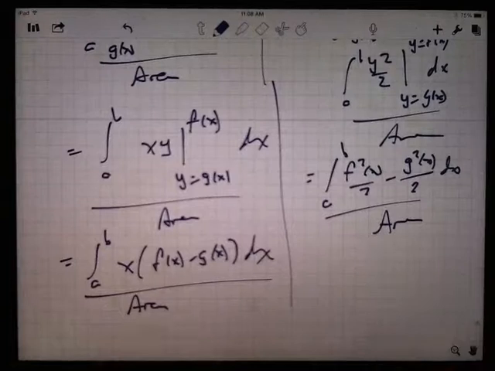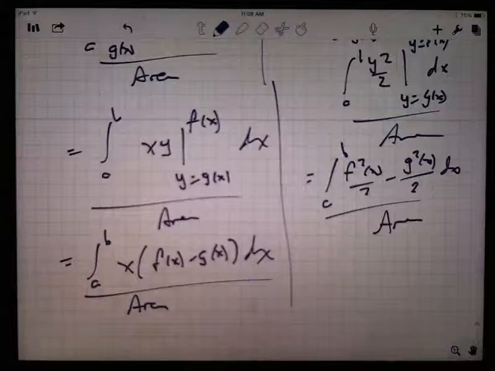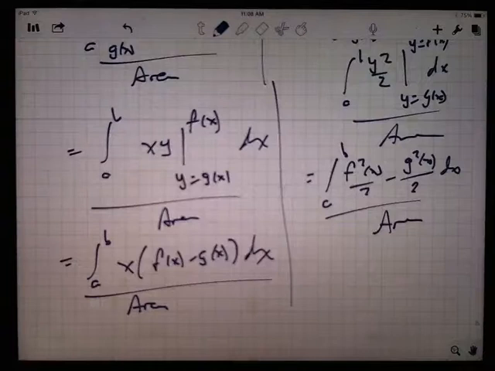So anyway, there's Calc 2 and Calc 4 tied together a little bit, the notion of average value and the center of mass. There you go.